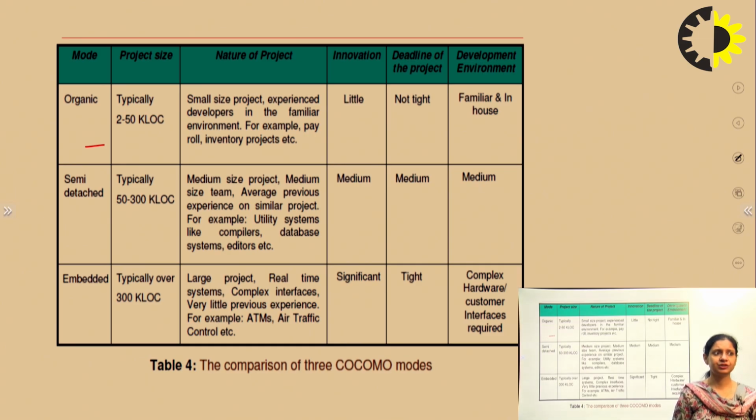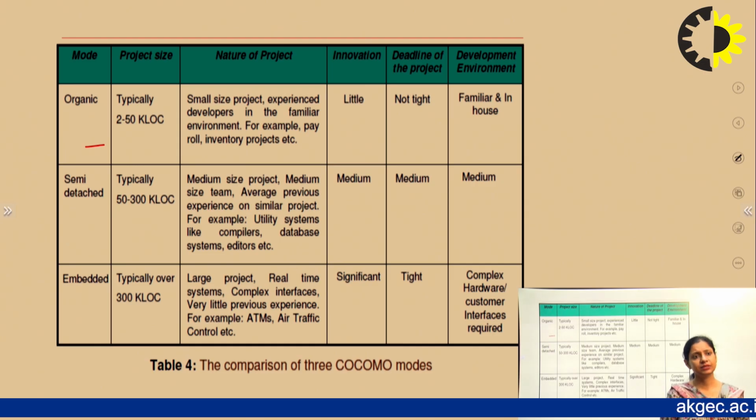Coming to the semi-detached mode, here the lines of code are basically 50,000 to 300,000 lines of code, because we said that the team size is big, hence the project size would also be big. Then the nature of the project as compared to the organic one, it is a medium sized project where the medium sized team is there, average previous experience on similar projects, and the team includes both the experienced and the inexperienced developers. For example, utility systems like compilers, DBMS, database systems, editors, etc. come into the semi-detached one.